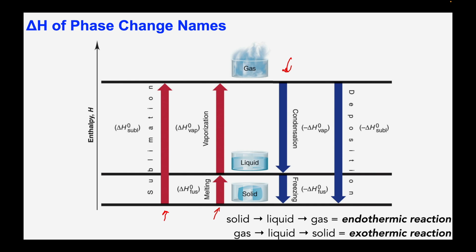Freezing is a delta H value that goes from a liquid to a solid, and deposition is the fancy name for when a gas goes directly to a solid. But the important part for us here is those are all exothermic. The ones on the left are endothermic. You have to put energy in. The other side are exothermic.